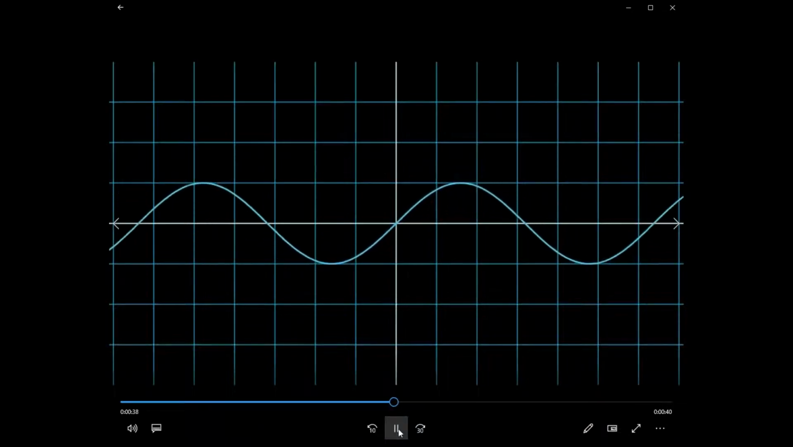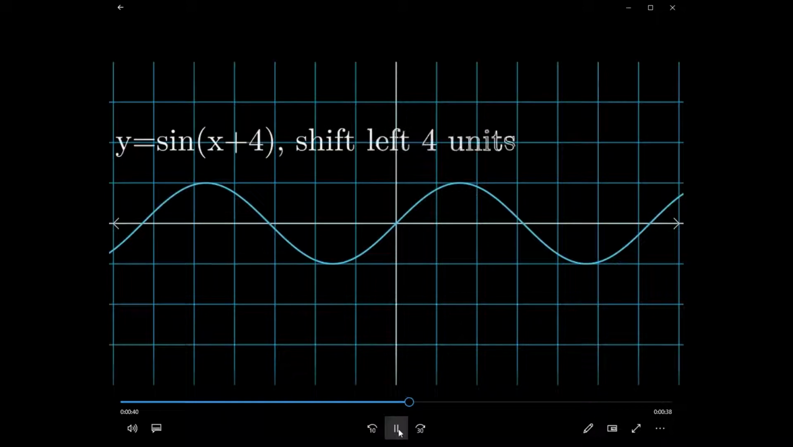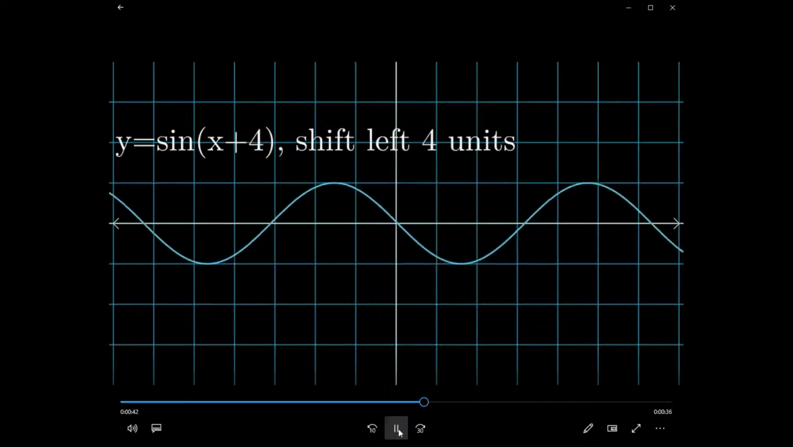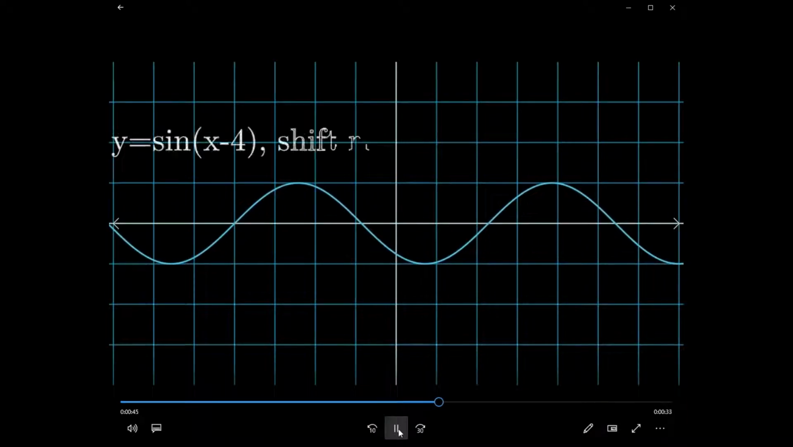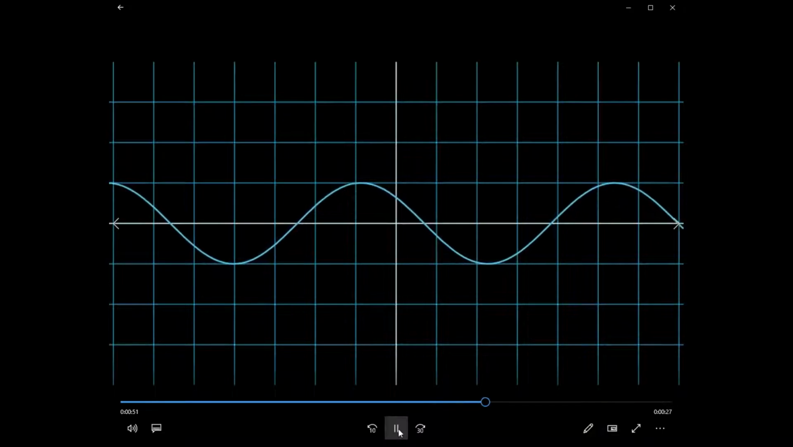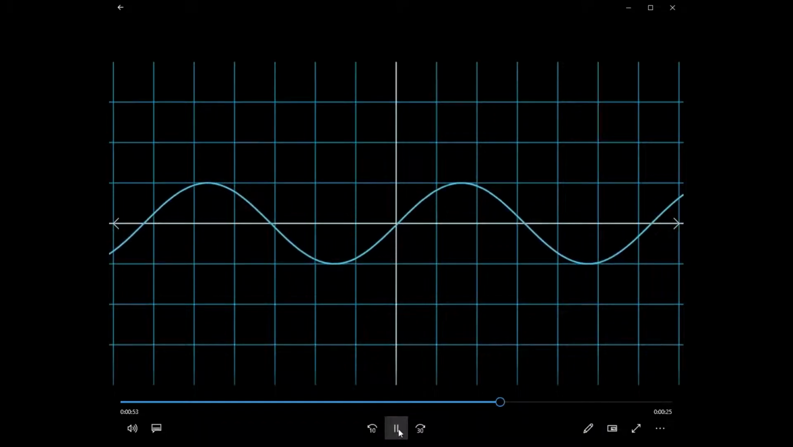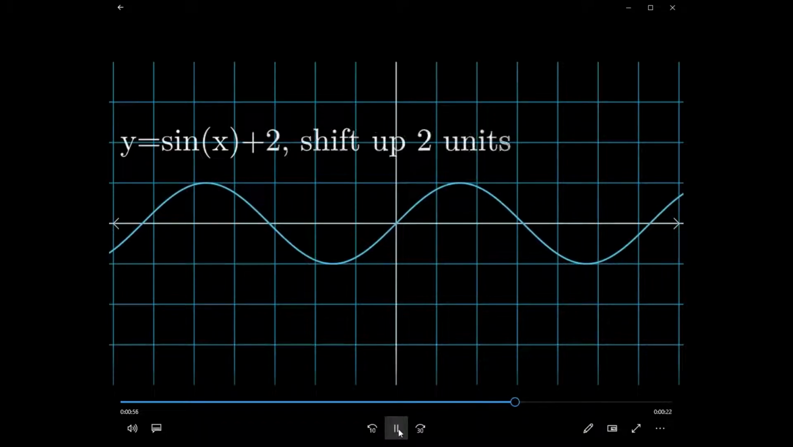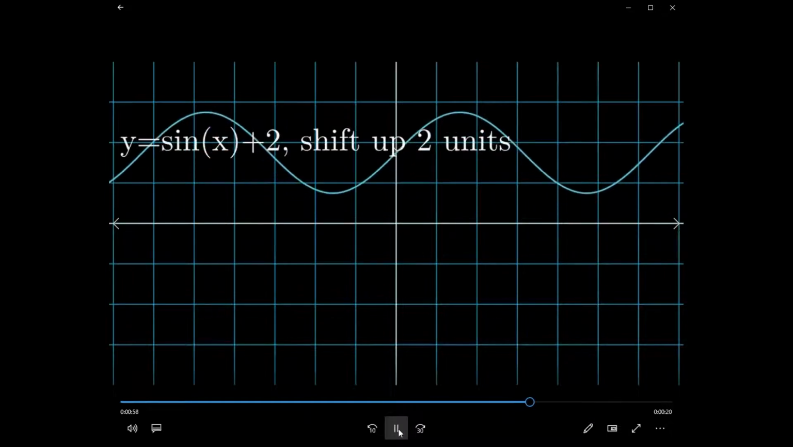Now, c affects the horizontal shift. So if c is greater than 0, the graph shifts to the right, and if c is less than 0, the graph shifts to the left. But keep in mind that the initial equation calls for b times x minus c, so you need to flip the plus and minuses there.